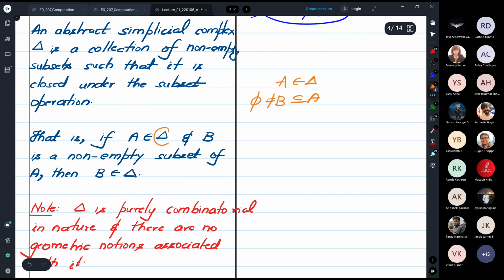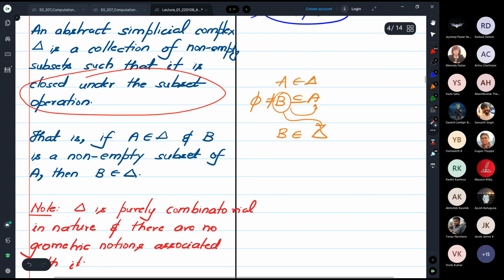So for this delta to be a simplicial complex, we necessarily require that B also belongs to this collection delta. Notice that every subset of A should also lie in delta, and that is what this property over here means, that it should be closed under the subset operation, right?